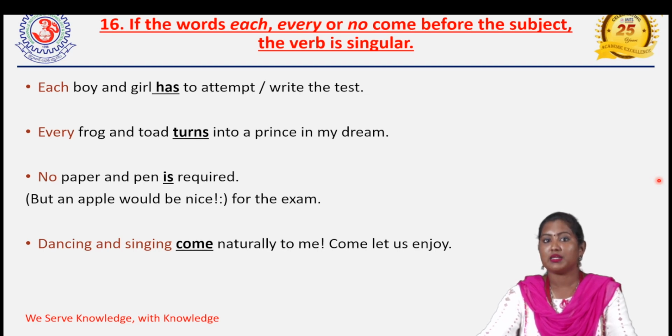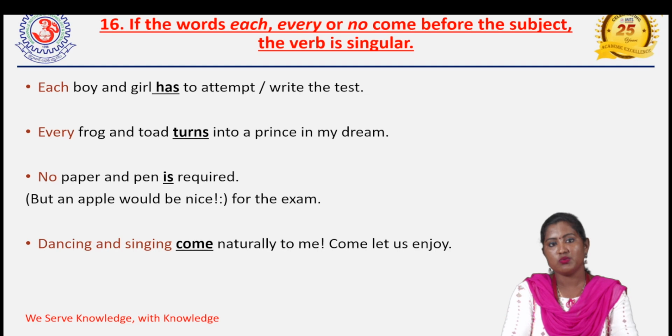But an apple would be nice for the exams. Okay. Dancing and singing come naturally to me. Come, let us enjoy. So dancing and singing come, because these two things are treated separately. So we are using come here. Here also we have to treat them as a different form. So dancing and singing come naturally. So if two things are included, we are mentioning come naturally to me. Come, let us enjoy.